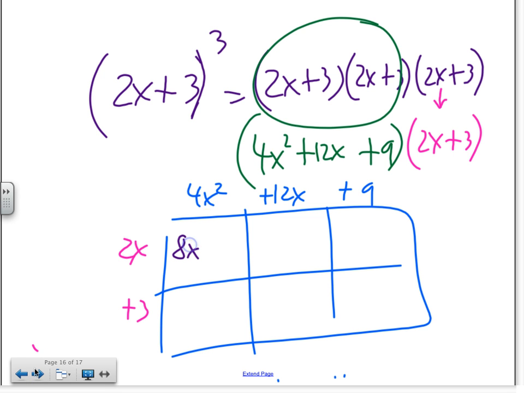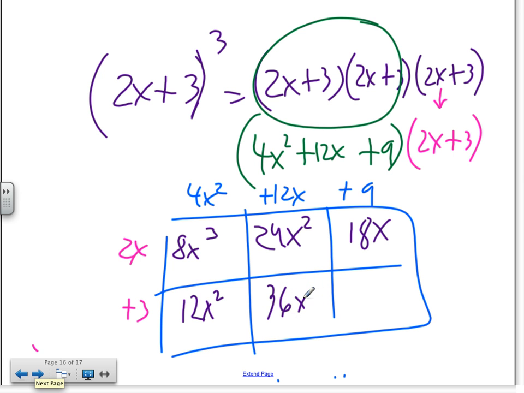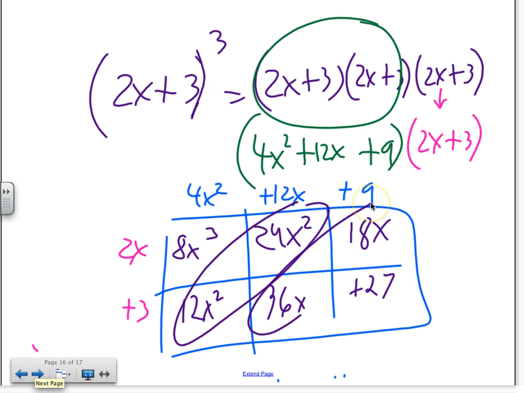8x cubed? 12x squared. I mean, no, that's not. 24x squared? 18x? 12x squared? 24? Oh wait, 36x? Okay. And then 27. Okay. Combine like terms?